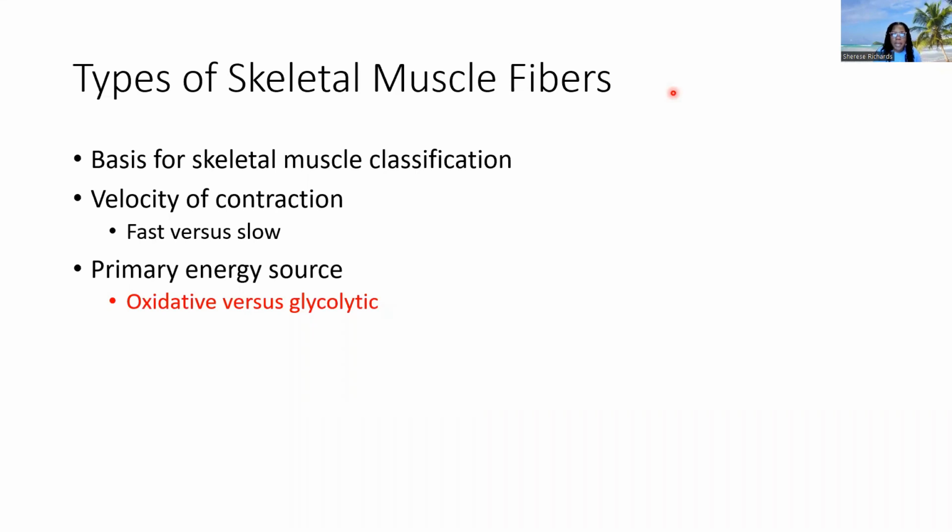The other mechanism or method for classifying muscle is what is its primary source of ATP production? What is its primary source of generating energy? And on that basis, we can think about muscles as being oxidative if they mainly rely on oxidative phosphorylation, or glycolytic if they mainly rely on anaerobic glycolysis.